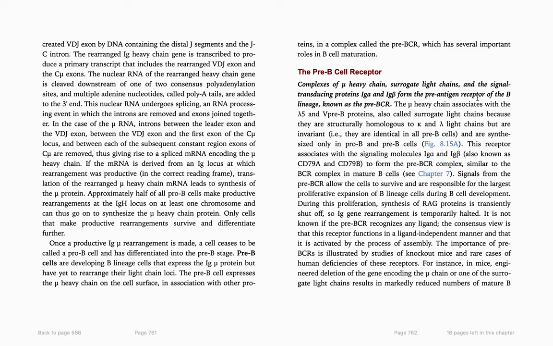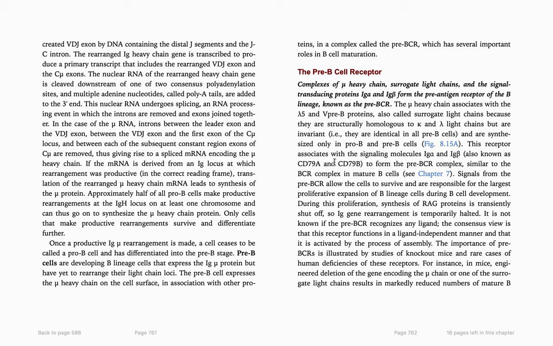The mu heavy chain, lambda 5 and the gamma 5 and V pre-B protein, also called surrogate light chain, because they are structurally homologous to kappa and lambda light chain, but are invariant. They are identical in all pre-B cells and are synthesized only in pro-B and pre-B cells.